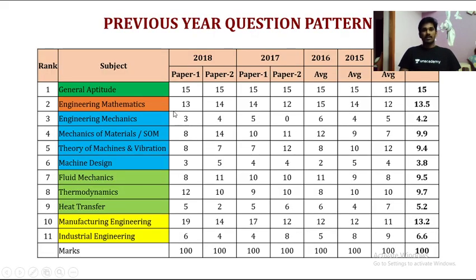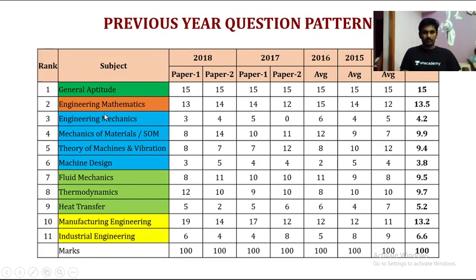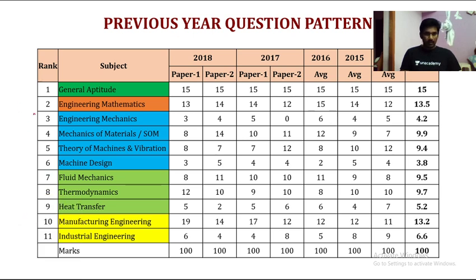Now, what is important about strength of materials? Why do we need to study strength of materials? There are 4 major sections in GATE mechanical, and this is our section 2. Under section 2 there are 4 courses: engineering mechanics, mechanics of materials or strength of materials, theory of machines, and machine design.